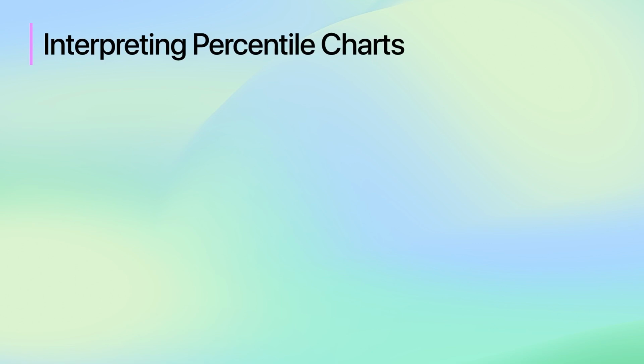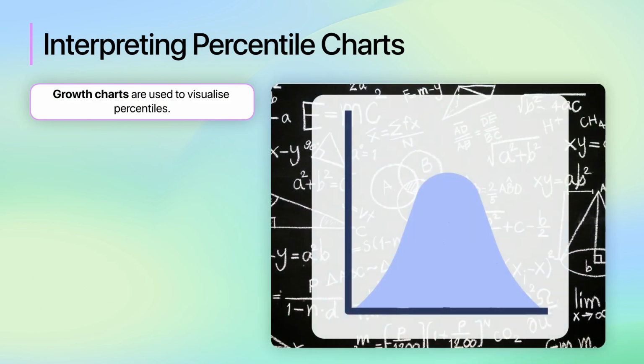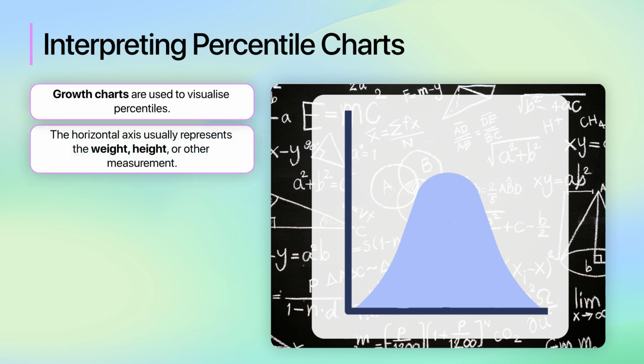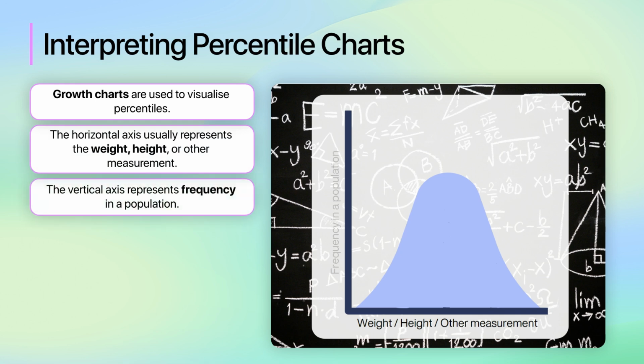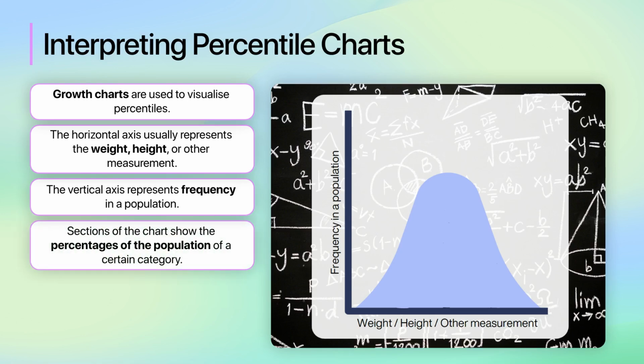Percentiles help in assessing whether an organism is growing as expected. Growth charts are often used to visualize this data. Let's look at a typical growth chart now. The horizontal axis usually represents the weight, height, or another measurement. The vertical axis represents frequency. Sections of the chart show the percentages of the population. An individual's position on the chart can be used to determine what percentile they are in.